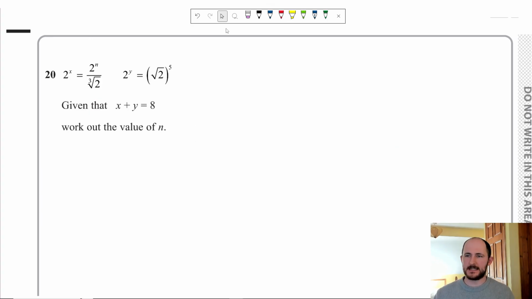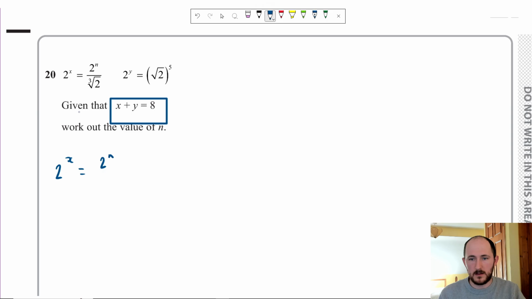For this question, it's a bit disguised, but it is an indices question. So we're going to simplify both of these things in terms of indices, and then use the fact that x plus y equals 8 to work out our value. So first of all, how can we write this? Well, we have 2 to the power of x equals 2 to the power of n over, how can you write the cube root of 2? Well, you'd write it as 2 to the power of 1 over 3, which means that I can combine this.